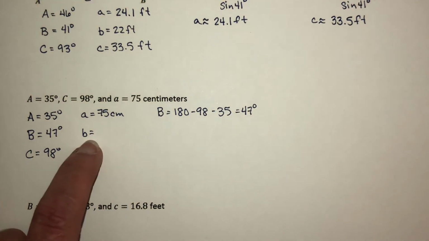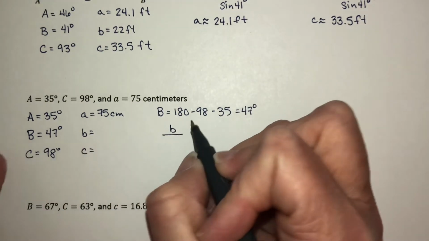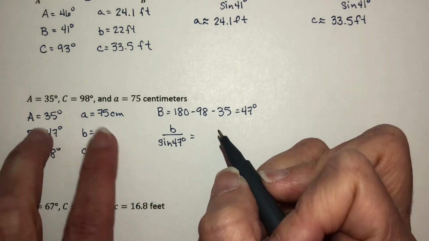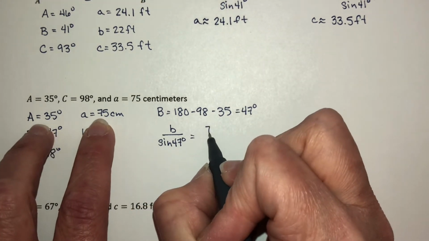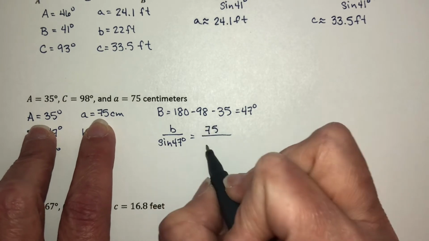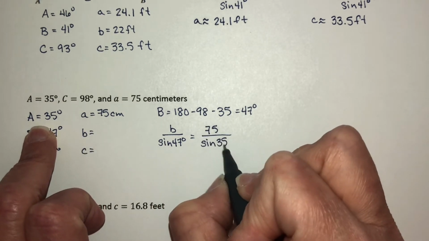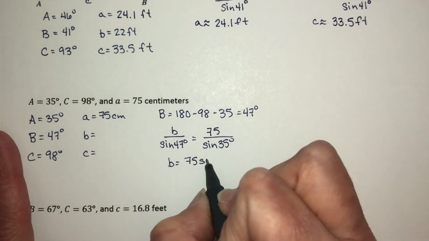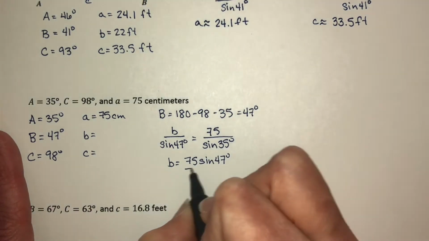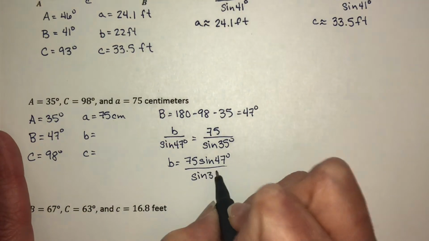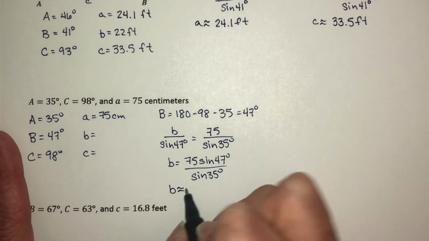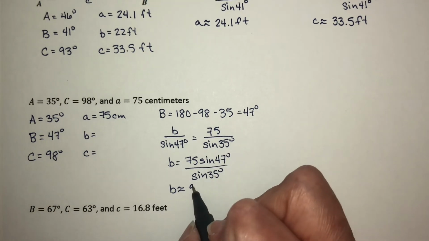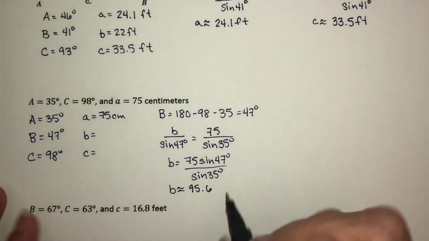Okay, now to find side B, I'm going to find B over sine of 47 degrees is equal to, since I have both pieces here, I'm going to use my A's, 75 over sine of 35 degrees. So B is 75 times sine of 47 degrees over sine of 35 degrees. And go to your calculator and round to the nearest tenth. And you'll find that your B value is approximately 95.6 centimeters.